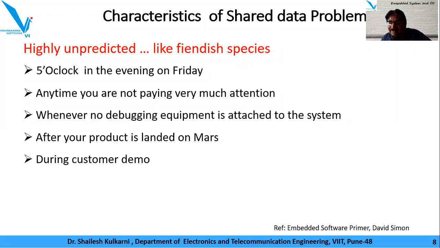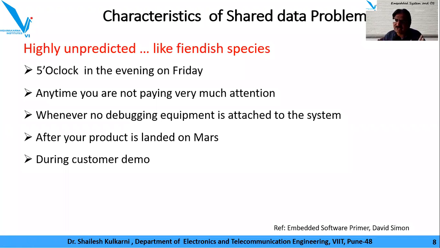Everything works very well until you come to the point of demonstration to the external examiner. And only at that point the problem pops up. Why? Because there is heavy uncertainty, heavy unpredictability. So unless you take cover against it in the beginning in the form of prevention, you are always in a mess, always under a potential threat of this problem occurring at any point of time. And all these examples are just exemplary illustrations of the highly unpredictable nature of this shared data problem.